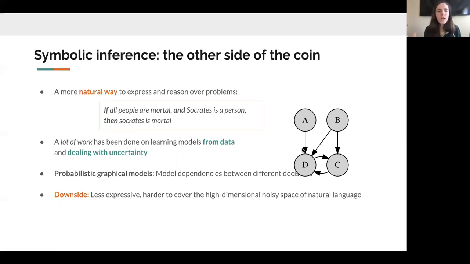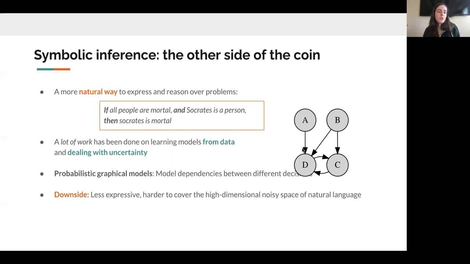It's a very natural way to express and reason over problems because it's very akin to the way we humans model knowledge and make inferences. A lot of work throughout the decades has been done on learning symbolic models from data, and dealing with uncertainty. Uncertainty means some of these facts might not always be true. There's some probability assigned to certain facts occurring together, and there's a big body of work in statistics and computer science on trying to model this uncertainty.